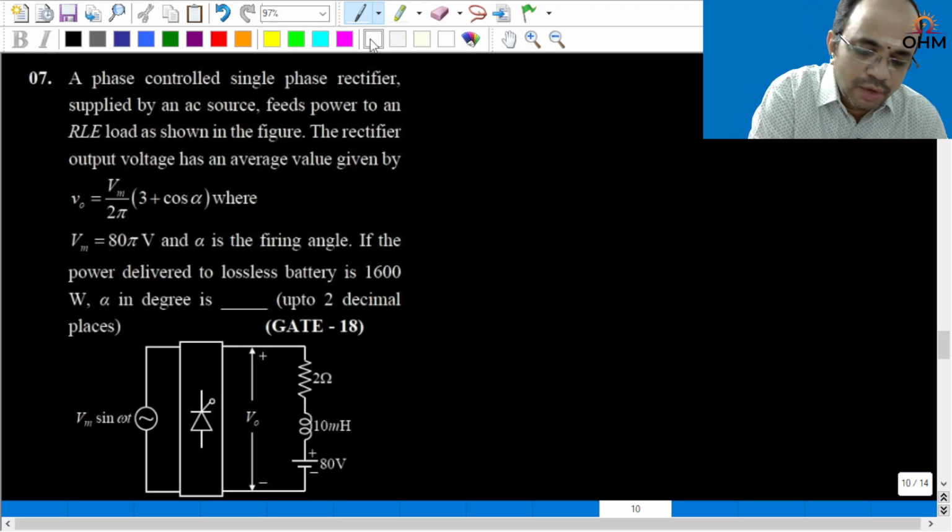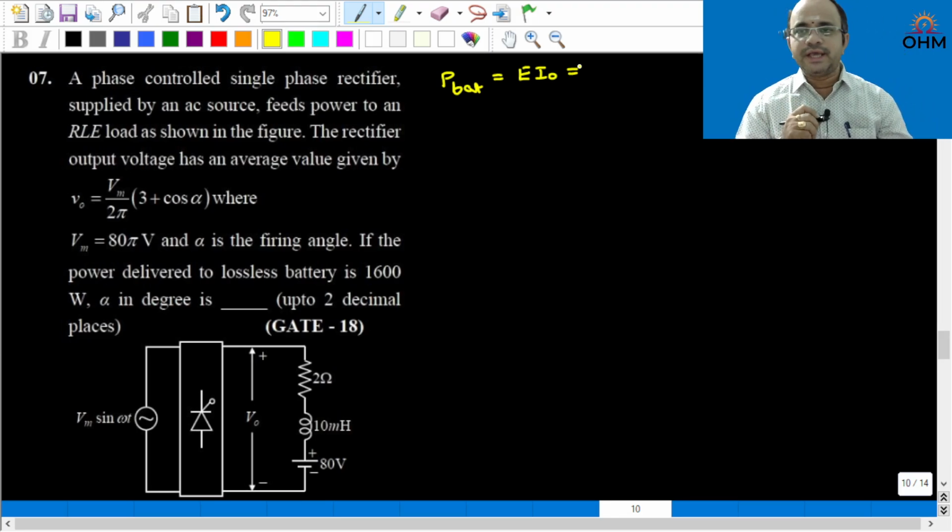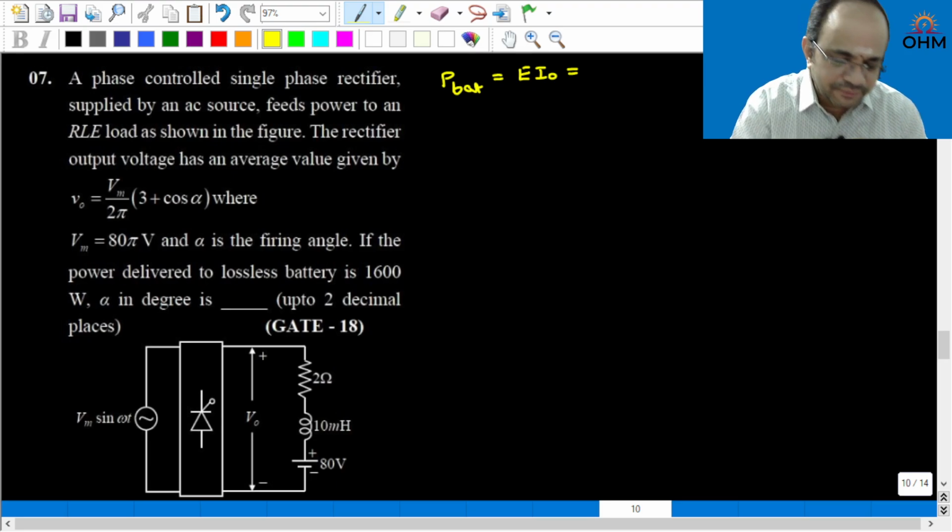Okay, now here suppose power delivered to lossless battery, what does it mean? It means E into I naught. Of course, in this case, why I am telling it is analysis oriented, there is no information mentioned about the nature of the output current, but with the way the question is framed, from that I can understand the load current is continuous load current or approximately constant, otherwise you cannot solve this problem.